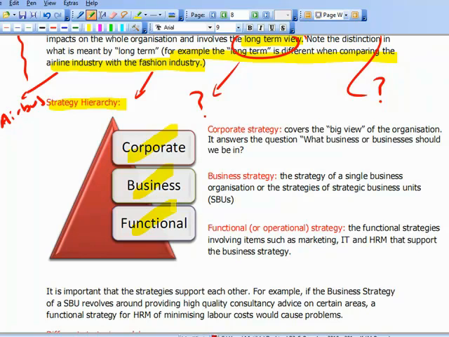Corporate strategy. Now, corporate strategy covers the big view of the organisation. It tells us what business or businesses should we be in. So, for example, if you think of British Airways, their corporate strategy is in the airline industry, in the travel business. They don't do consultancy, for example. Now compare that with a big four accounting firm. Their corporate strategy is consultancy. They're in a consulting business. They're not in the travel industry, for example. So corporate strategy covers what business or businesses should we be in.